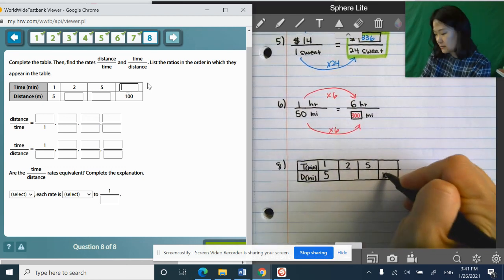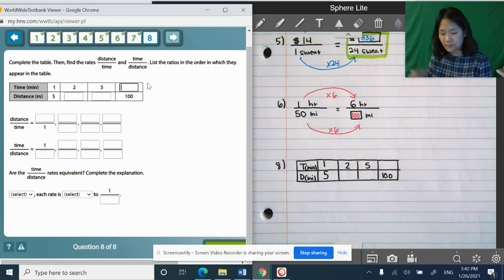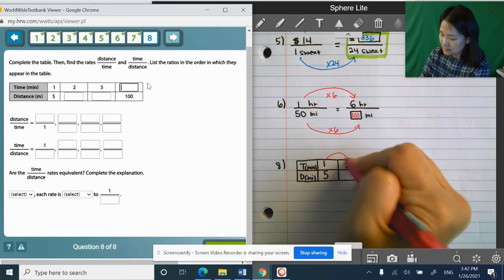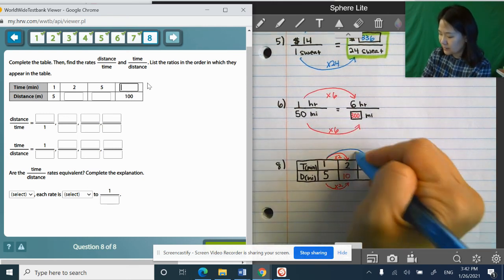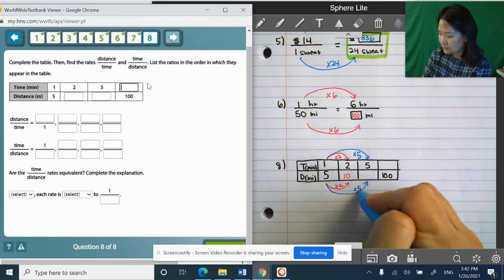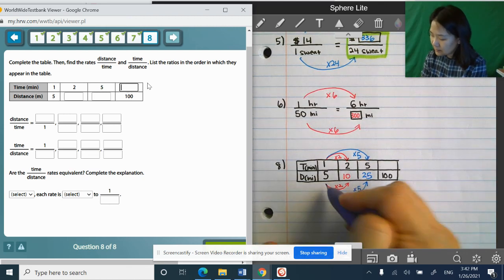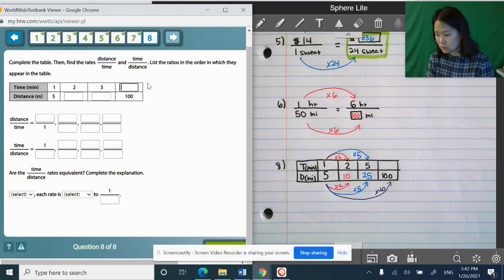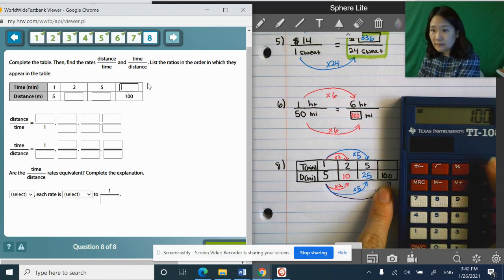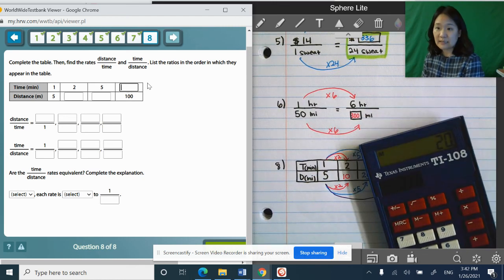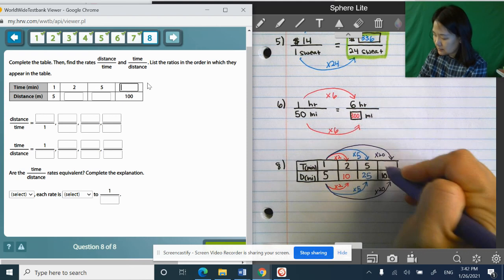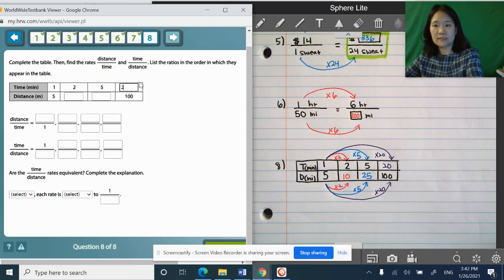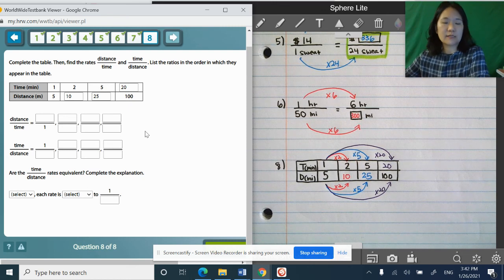Since I have a unit rate right there already, 5 miles per minute, it's easy to do the rest. 1 times 2, 5 times 2, which is 10. 1 times 5, 5 times 5, which is 25. And now 5 times 20 is 100. If you're not sure, you just try to do 100 divided by 5, which gives you 20, and that's how you can figure out the other factor. So if you do 1 times 20, that's 20. I gotta do everything else.